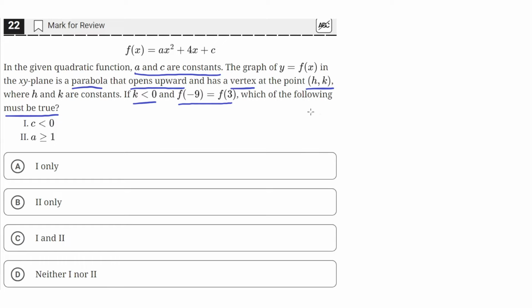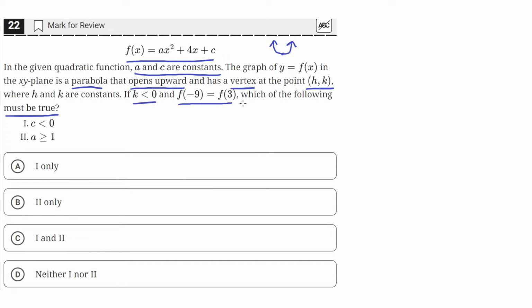be true? Okay, so we have this parabola here, and we are told that this parabola opens upwards. Which means the vertex of this parabola is the minimum. So it'll look something like this. And we're also told that k, which is the y-coordinate of the vertex, is less than 0, which means the vertex should be somewhere down in the negative y-axis.